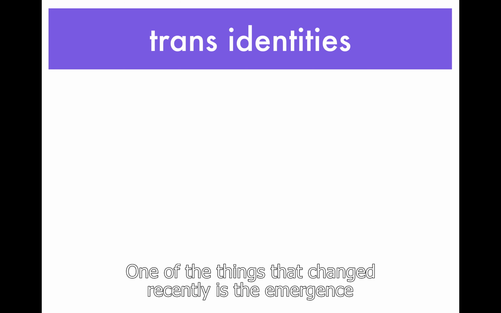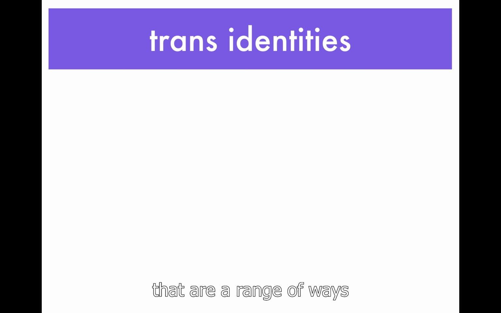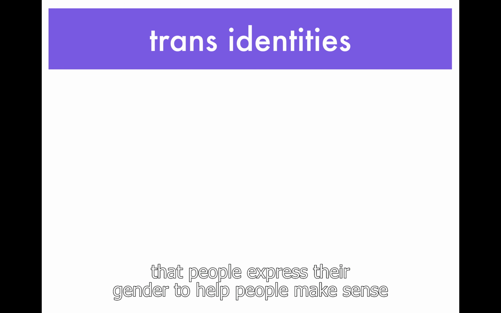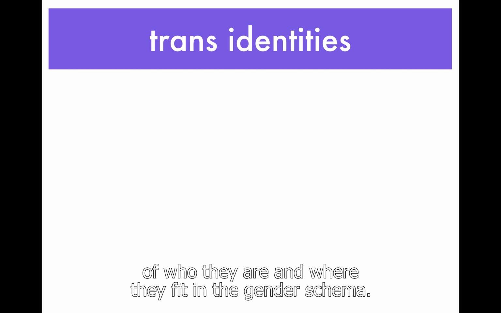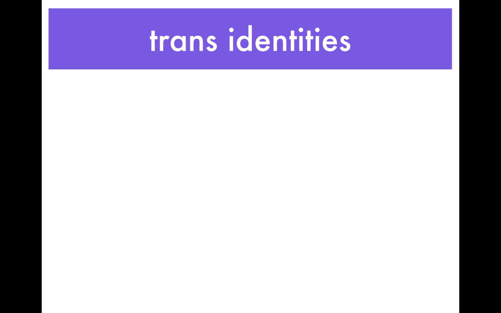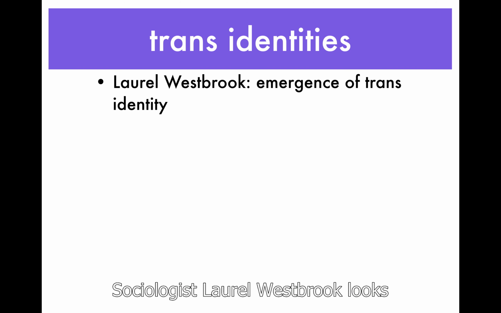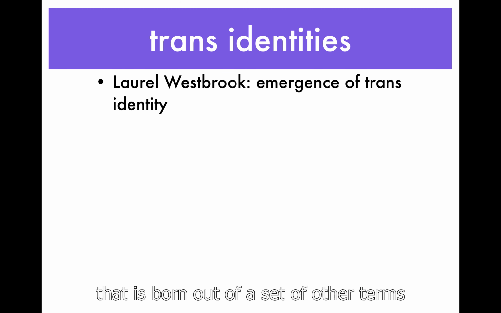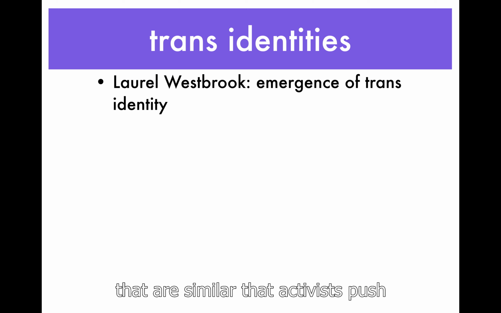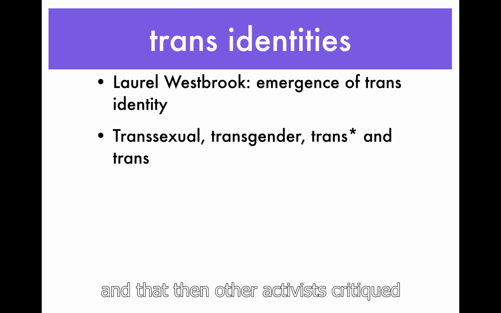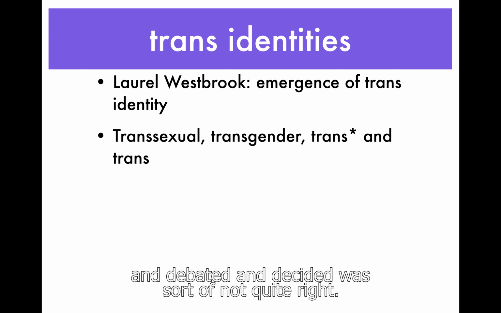One of the things that's changed recently is the emergence of new gender identities that are a range of ways that people express their gender to help people make sense of who they are and where they fit in a gender schema. Sociologist Laurel Westbrook looks at the emergence of a trans identity that is born out of a set of other terms that are similar that activists push forward into our discourse, and that then other activists critiqued and debated and decided was sort of not quite right.